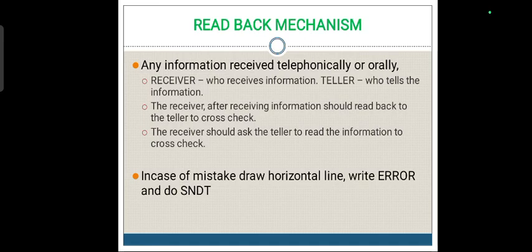Read back mechanism. In case of verbal orders, the receiver who receives the information and the teller who tells the information. The receiver, after receiving information, should read back to the teller to cross check. Also, the receiver should ask the teller to read the information to cross check. In case if any mistake happens, you have to draw a horizontal line, write error, and do SNDT. So this is in case of verbal orders.